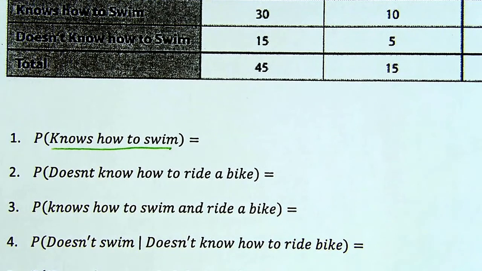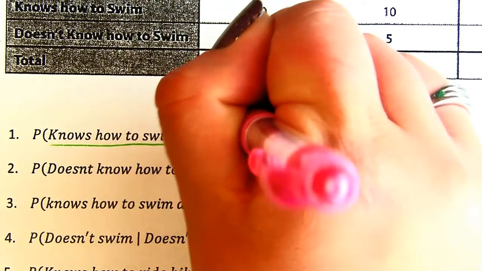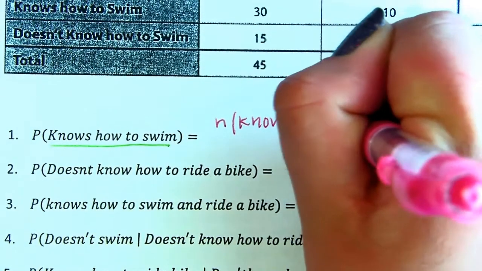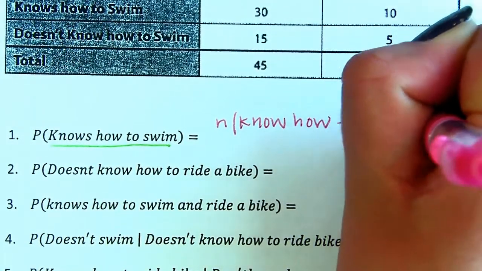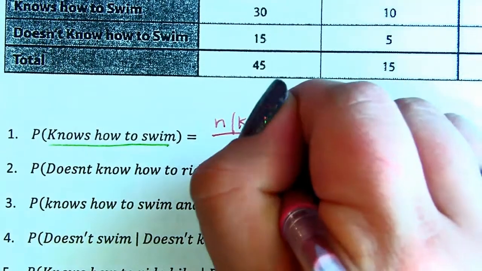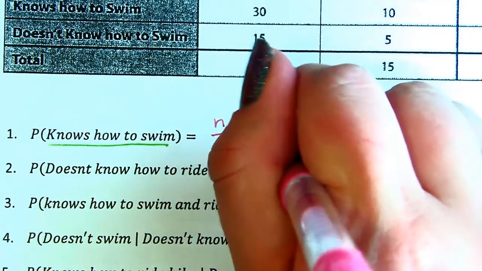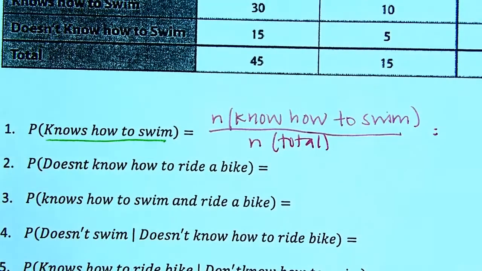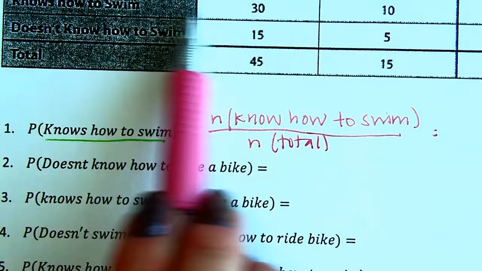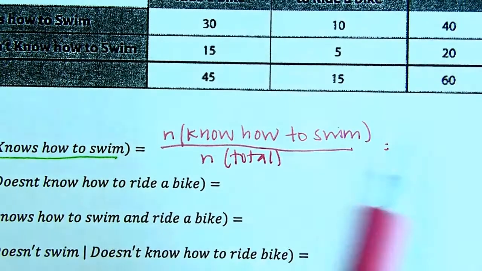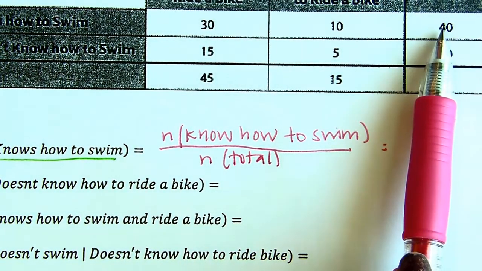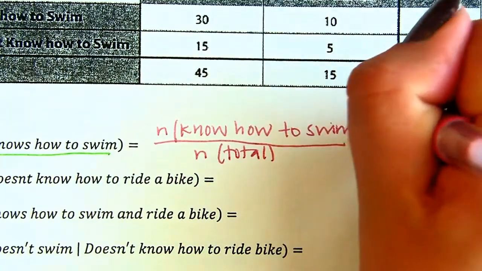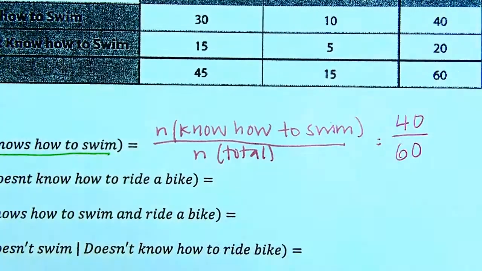So since these are regular probabilities, we need to know the number of people who know how to swim. And then divide that by our total, which is our grand total. So here, everyone who knows how to swim, that total is 40 from the table. And then the grand total of however many students there are is 60. So we have 40 divided by 60.